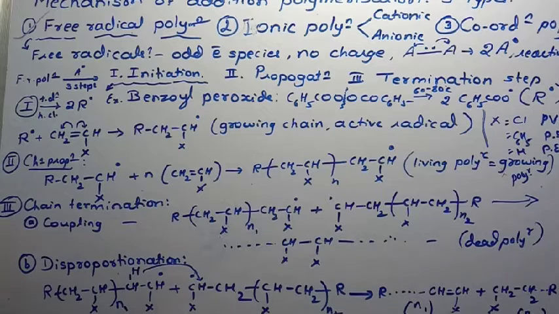And the other method is disproportionation. There is a shifting of hydrogen from one molecule to the other molecule. Thereby, the first one which loses the hydrogen becomes an unsaturated molecule like this, and the second molecule which accepts that hydrogen becomes a saturated polymer.